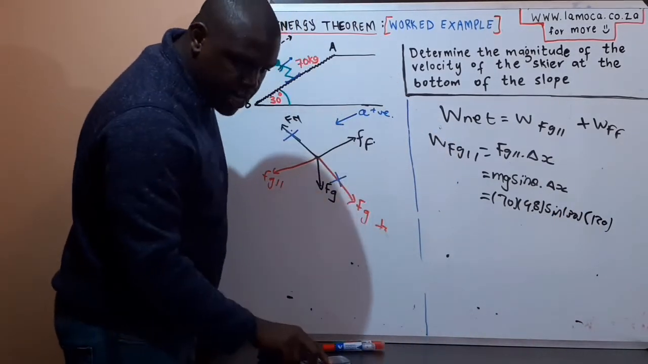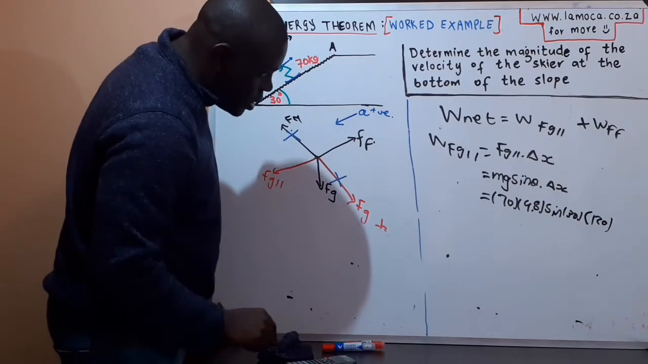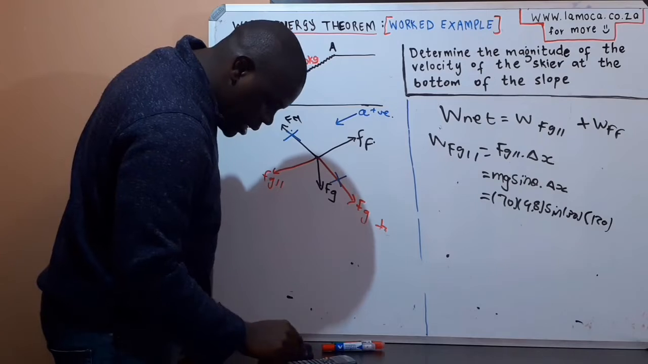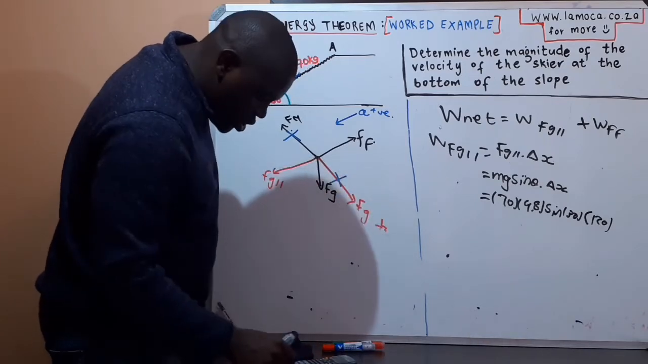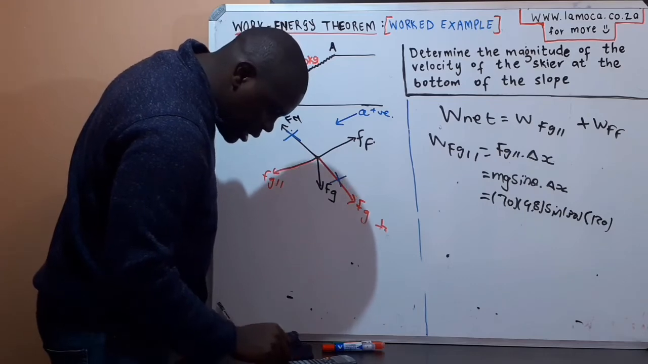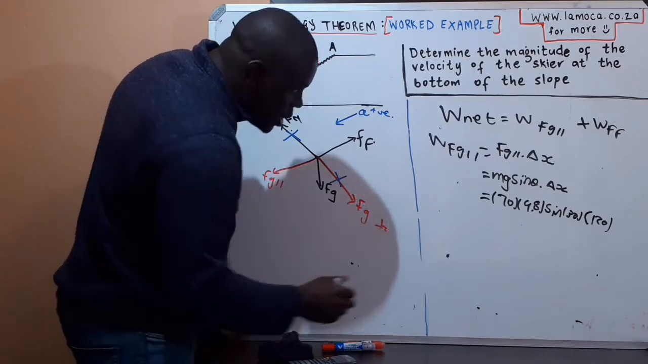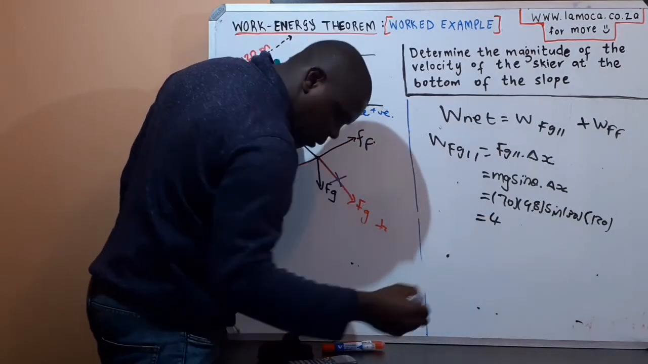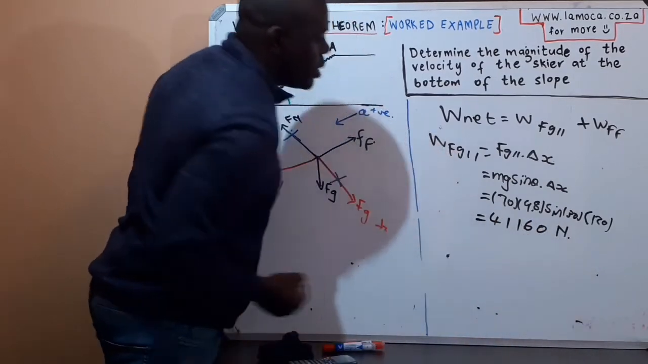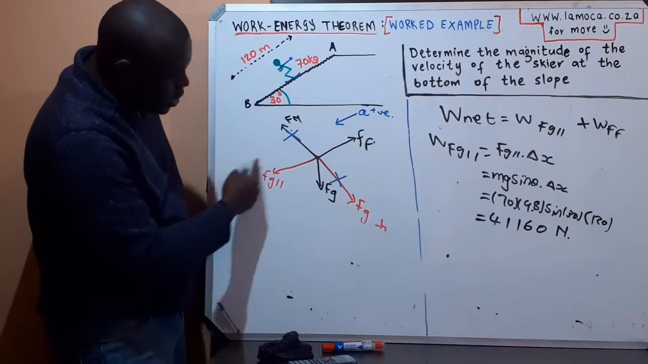Now, when we put it in the calculator: 70 times 9.8 times sine of 30, which is just a half, times 120. So we get 41,160 joules. That's the work done by this particular force.